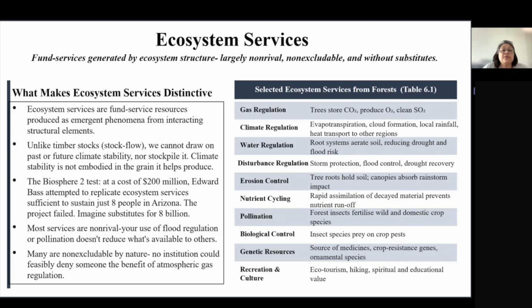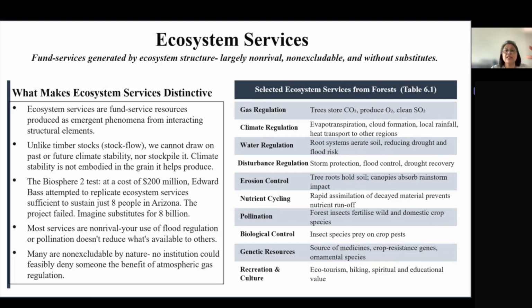What makes ecosystem services so distinctive and so challenging to incorporate into economic analysis is that they are emergent phenomena. They arise from the interacting structural elements of the ecosystem, not from a single component, like I had mentioned. You cannot point to any particular tree or microorganism and say that that is the climate regulation service. It is a property of the whole.